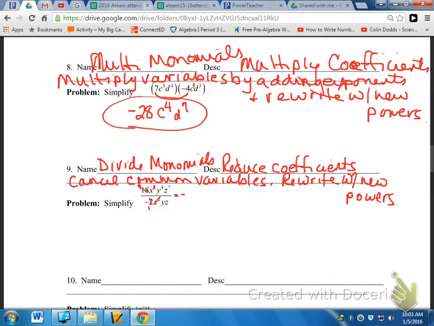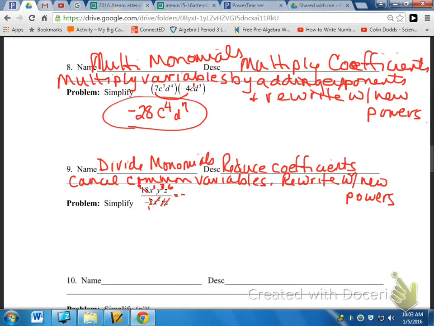Y's, I've got 4 y's on the top and 1 on the bottom. So how many can I cancel out? Only 1, so the 1 on the bottom's gone completely, and my 4 on top becomes a 3. And the z's, I have 7 on top and 1 on the bottom. I can cancel out this one completely, and my 7 becomes a 6.